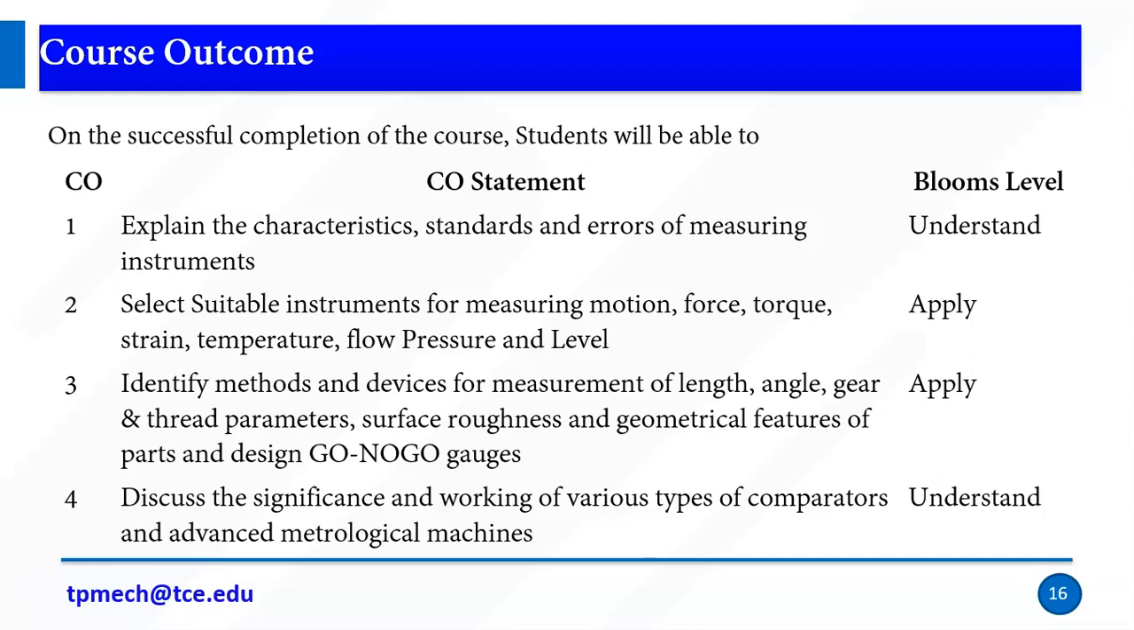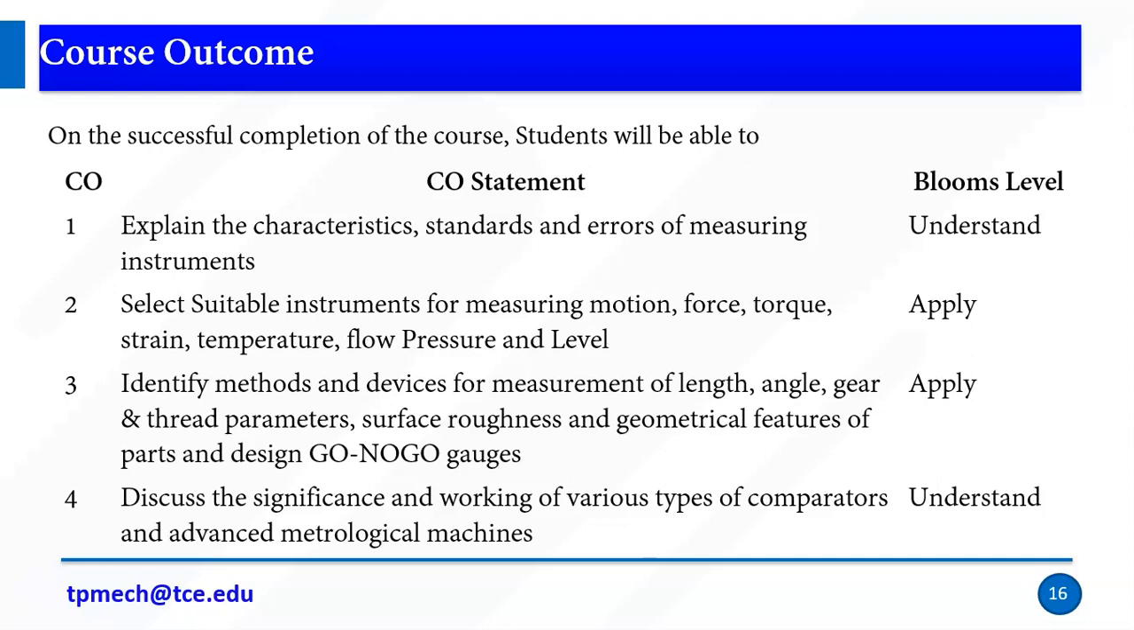And we are going to study surface roughness: how to measure it, what the need to measure surface roughness is, what equipment is available, and go and no-go gauges. This all comes with our course outcome 3. The final outcome covers advanced measurements with metrological equipment like the CMM machine, comparator, lasers and machine vision. These all come with our course outcome 4. Right, so we have 4 course outcomes.